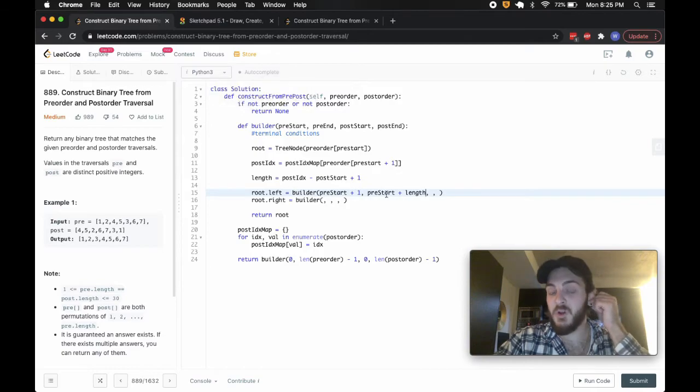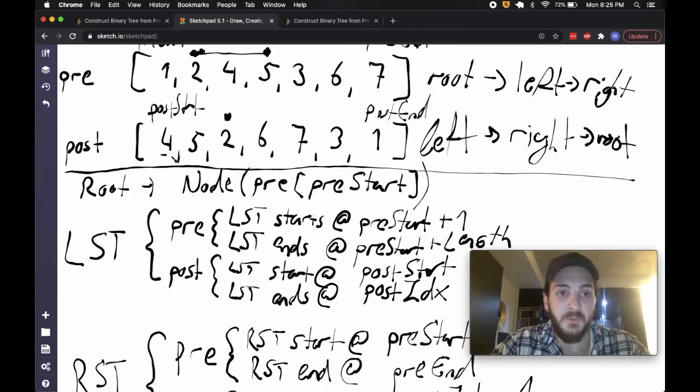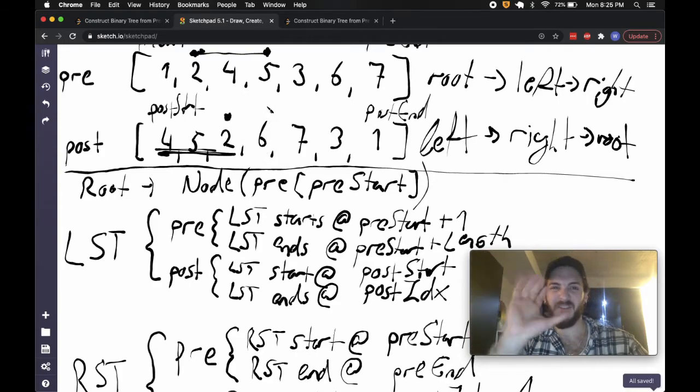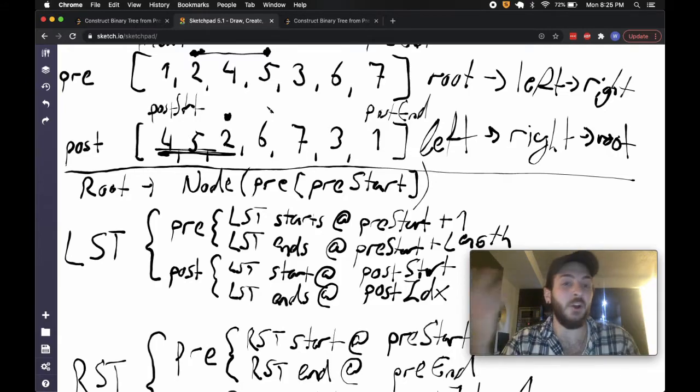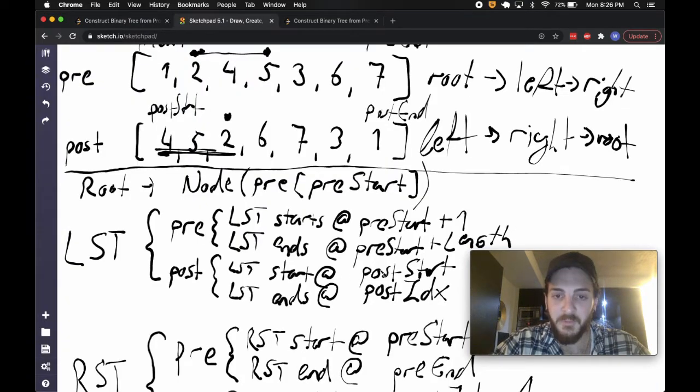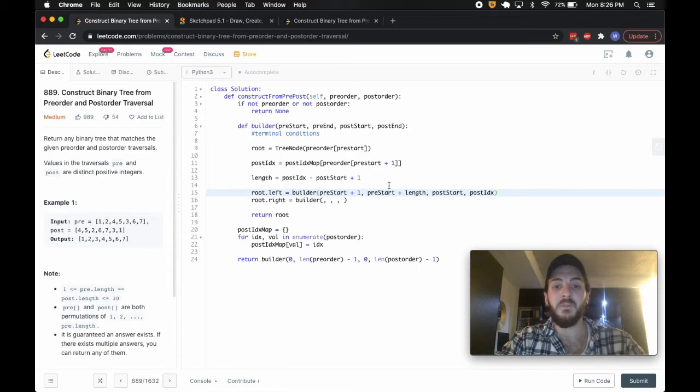Now, for the left subtree as well, we said we need to define what the post-order boundaries are going to be. The post-order boundaries are going to be from post-start up until this post index that we just found, or you can call it post boundary, because 1 unit after the end of this tree is going to be the beginning of its right side counterpart. So that's why I called it post index, maybe for lack of a better term. So the left side is going to start at post start, and it's going to end at post index. So this is how we figured out the parameters for when we're calling the creation of the left subtree of the root.